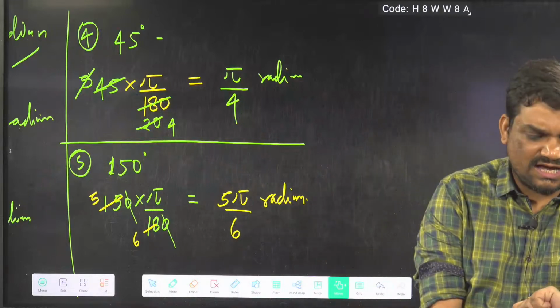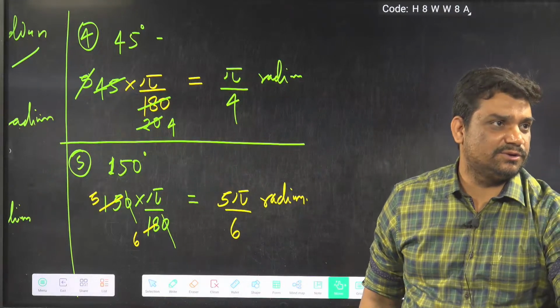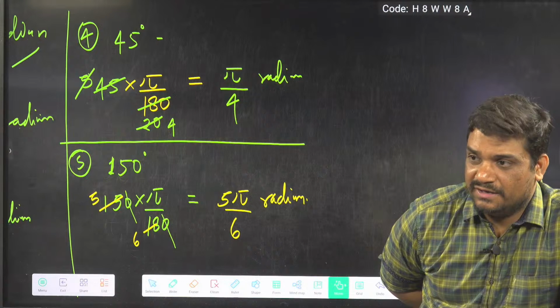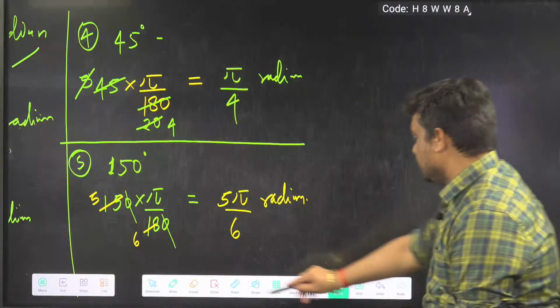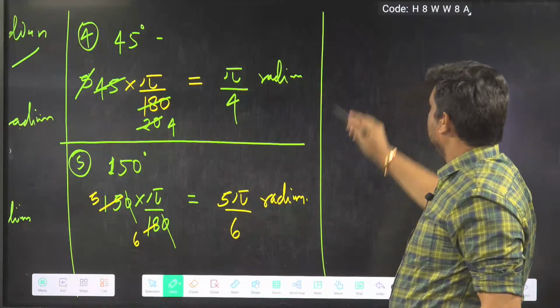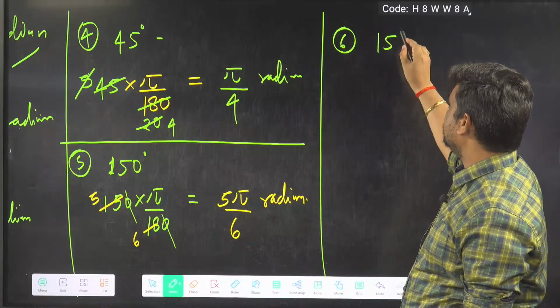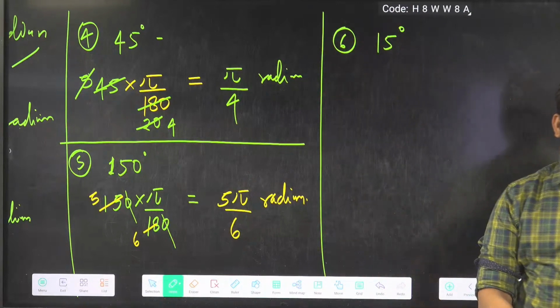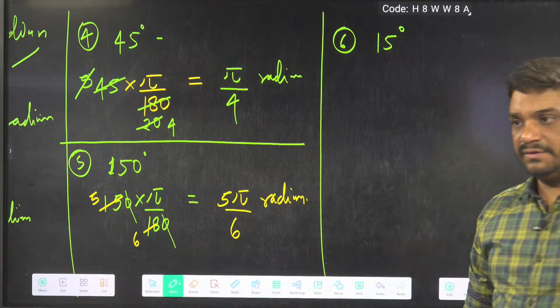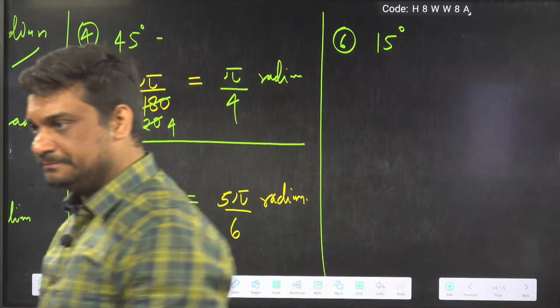Last 2 minutes left for the class. 5 questions. We have to do quickly. So I am going to write here. Next one here. Number 6. Tell me for 15 degree. What will be 15 degree? Quick.